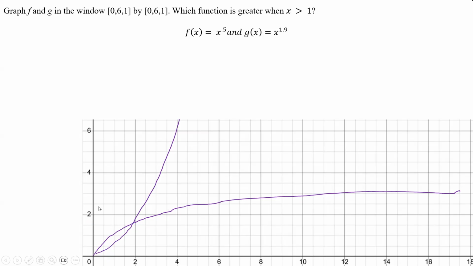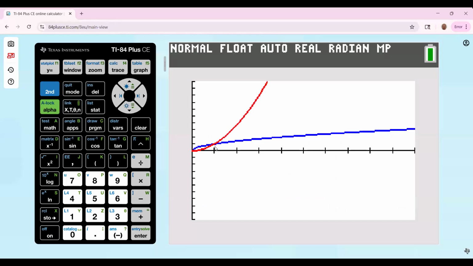Okay, so which one is bigger when x is greater than 1? Well, I probably should have this better over here. It's going to be closer here. Like I said, hand drawing is not good in my case. But if we go over here to our picture, here is the 1, and it's greater right there. So anything greater than 1 is always going to be the red one. And again, the red one is the 1.9.